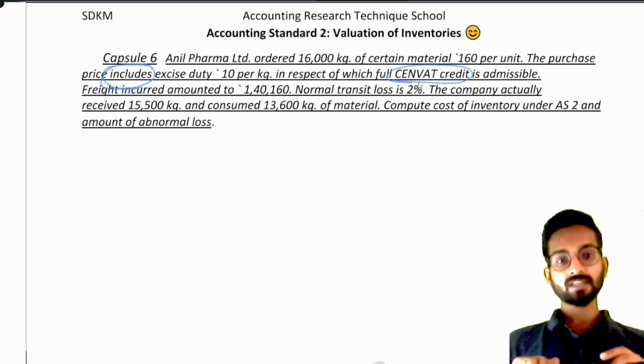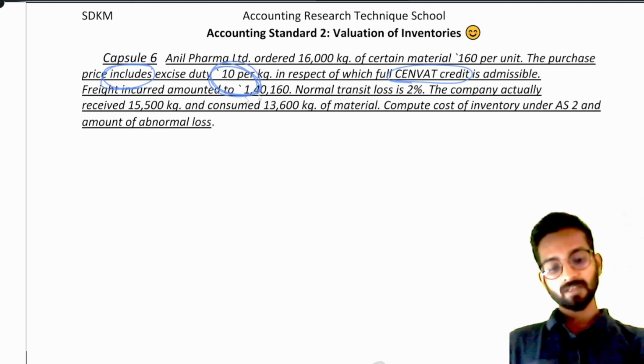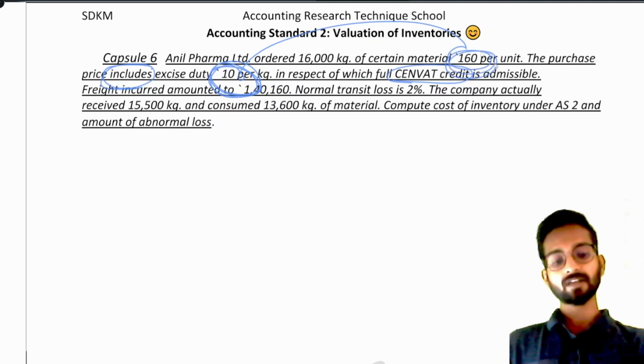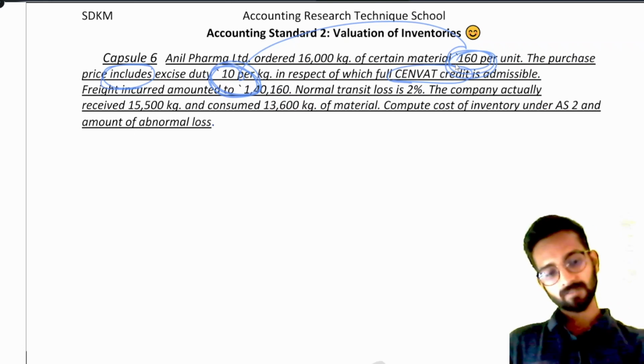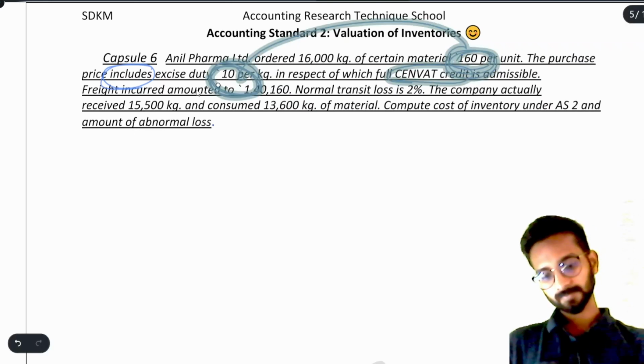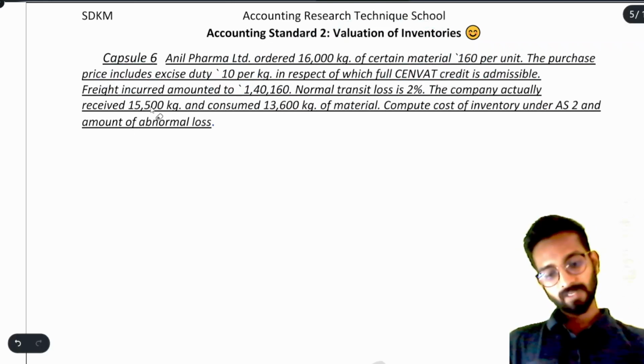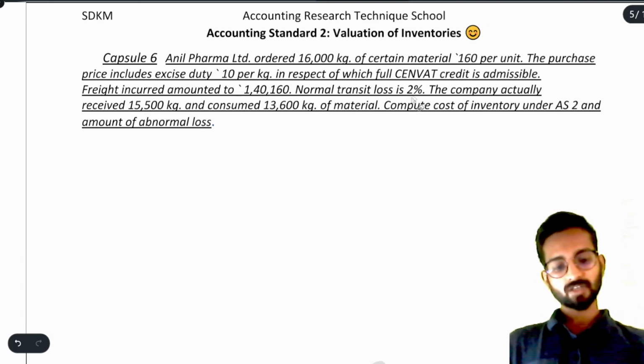But the question is saying this 10 rupees is already included in this 160 rupees. So the amount is refundable. You will get that back again from the government. So you will remove that 10 rupees from your 160. Remember to remove that. Okay. After that, freight incurred amounted to 1,40,160. Normal transit loss is 2%.